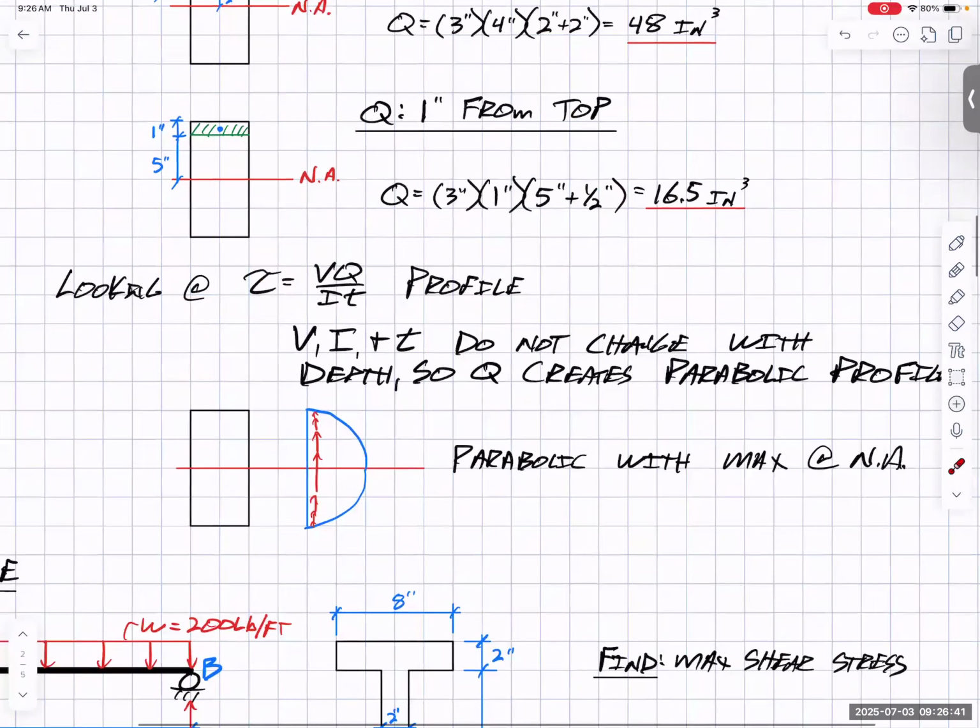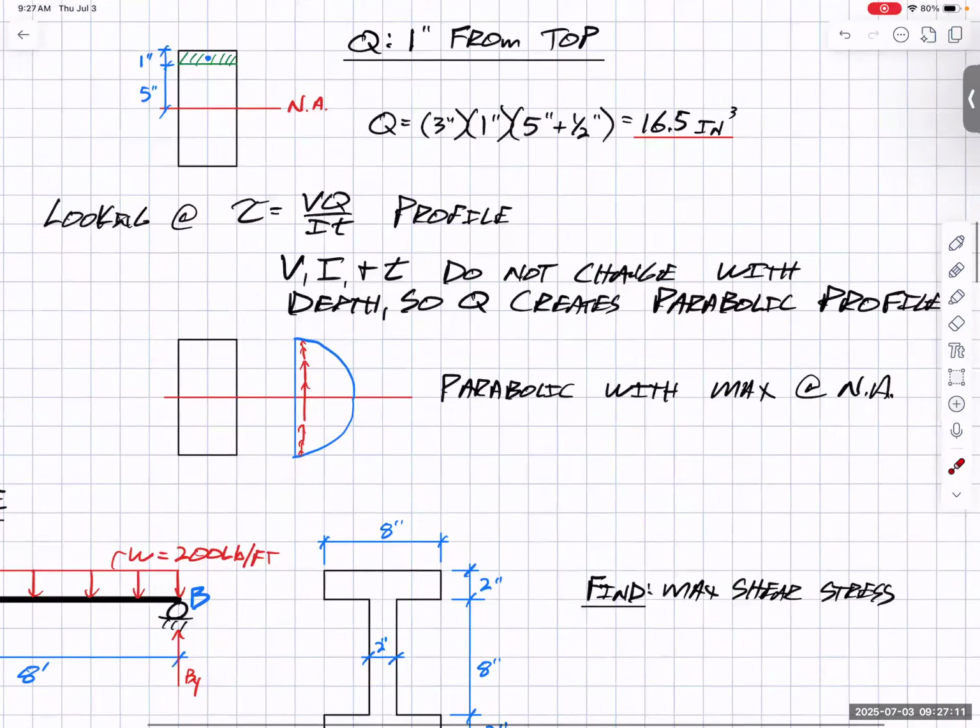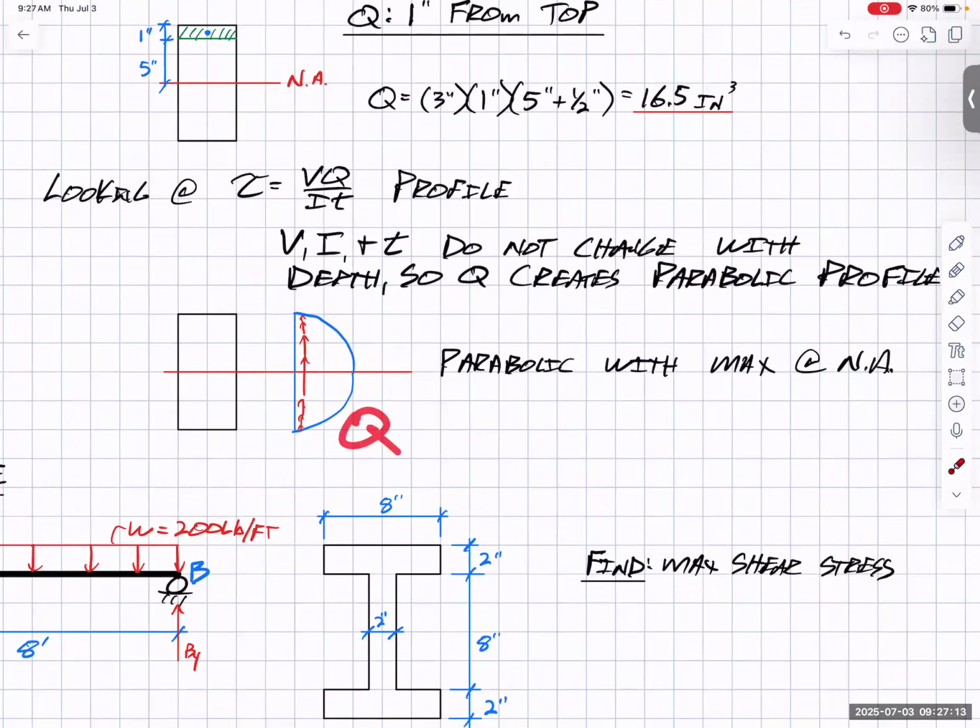So going back to our equation, tau is equal to VQ over IT. Well, the shear typically isn't going to change. We're at one place on that beam from our shear diagram. We have that shear. The moment of inertia typically isn't going to change. You know, if it's a rectangle, it's a rectangle. The thickness, it typically isn't going to change unless you have an abrupt change, like I said earlier. But otherwise, if you just had like a rectangle, it's the same T throughout. So the only thing that changes is Q. So because Q is changing, because it creates a parabolic shape, this is our Q profile.